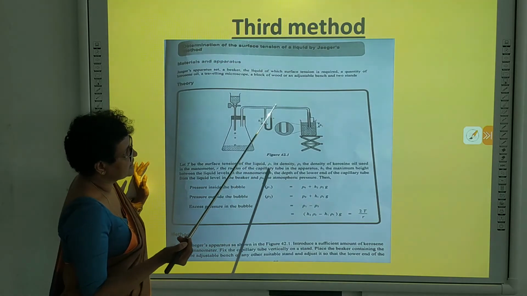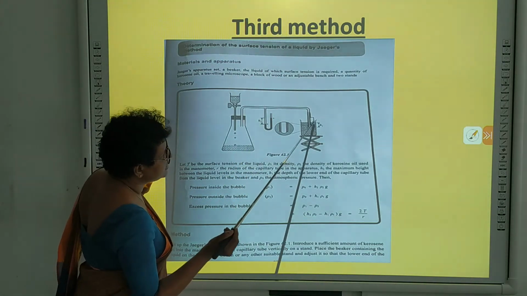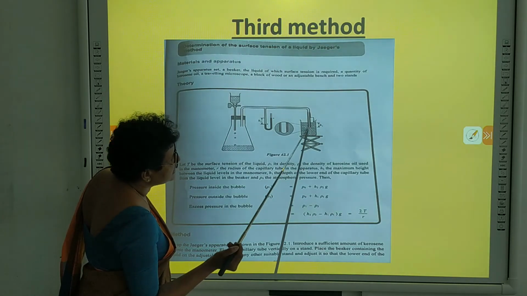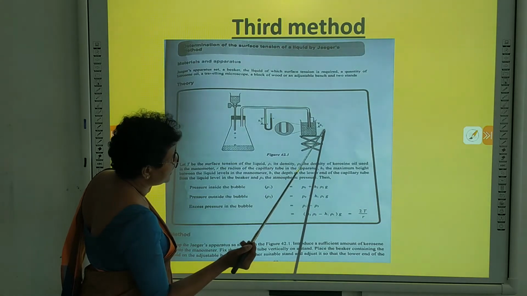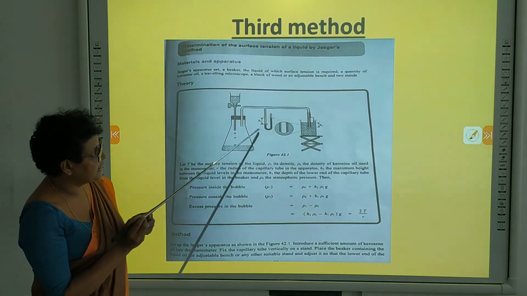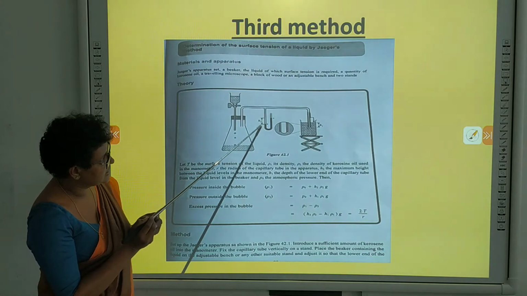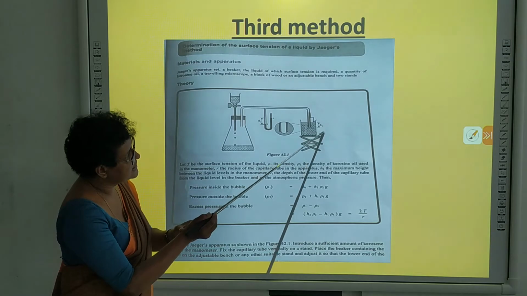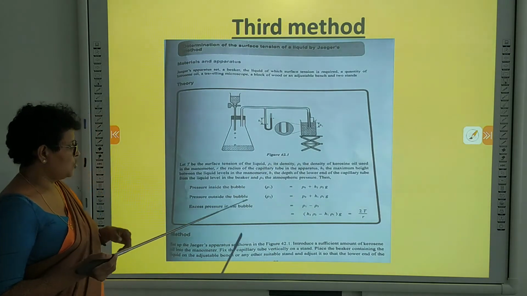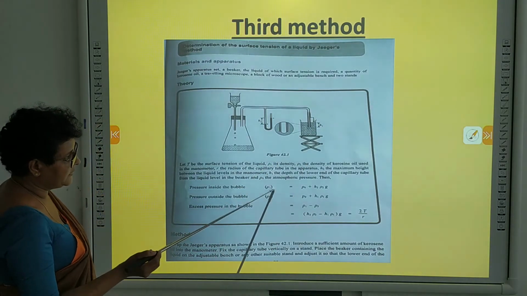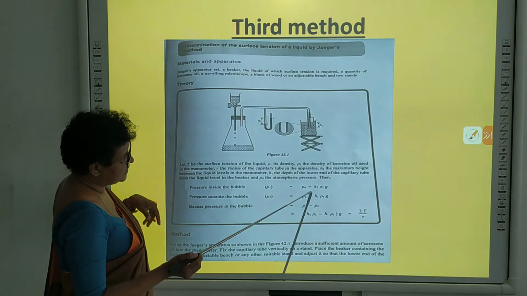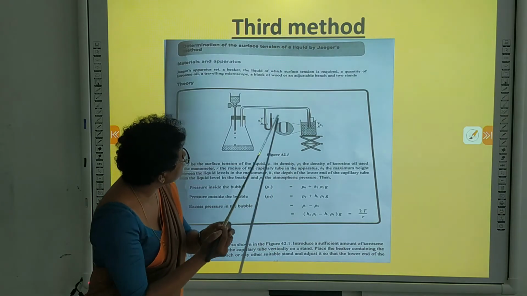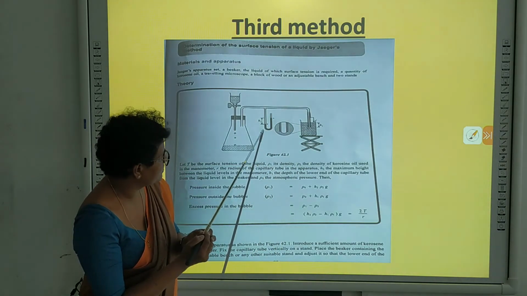Measure the level of this meniscus, and then take the measurement of this hook and the bottom part of this air bubble. That is H1. And again you want to get the measurement of this meniscus as well. So you need this gap and this gap. Now the pressure inside the bubble, P1, is atmospheric pressure plus the pressure inside, which means the manometer pressure.